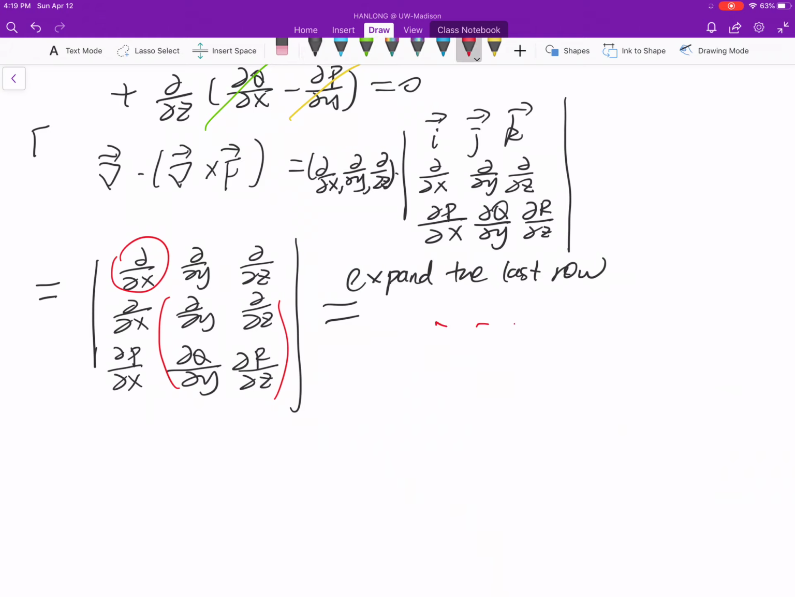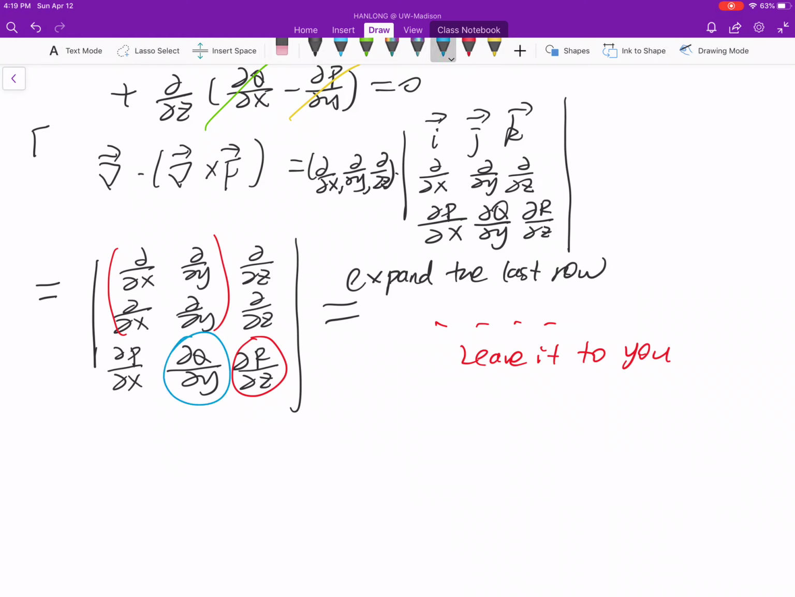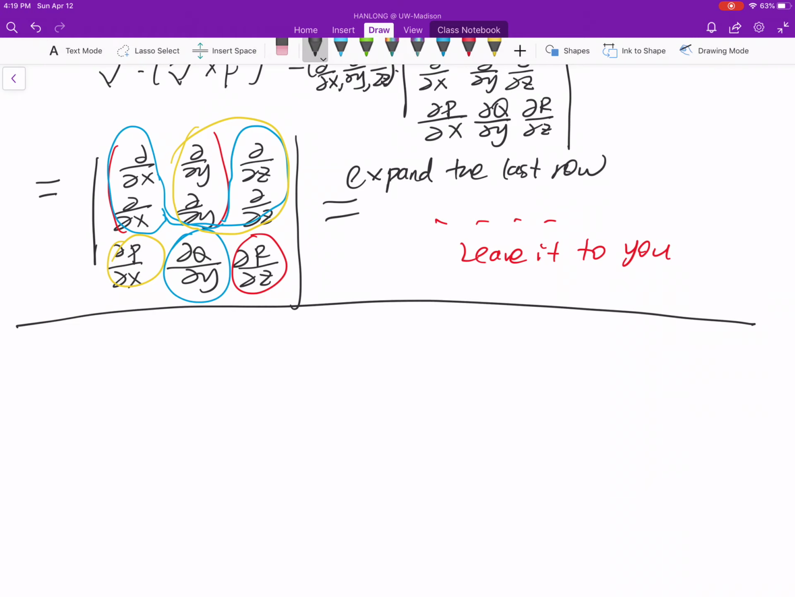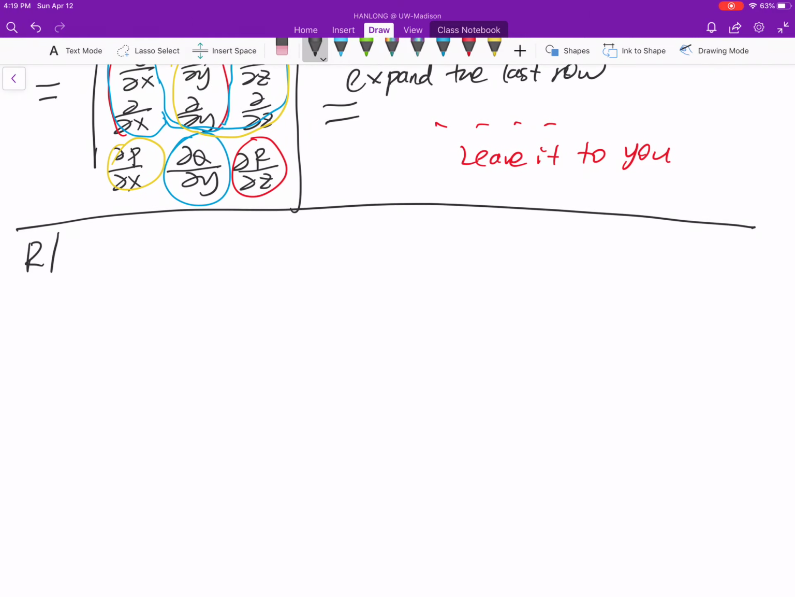I leave it to you to figure out if you are interested in this. If you expand the last row, then what do you have? Then you will have this situation here. So the operators are just the same, just zero, just cancels out. And for the middle one, you have this, and then you have this together, and then for the last one, you have this.